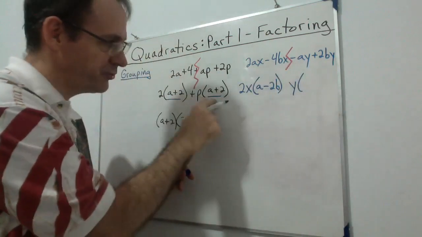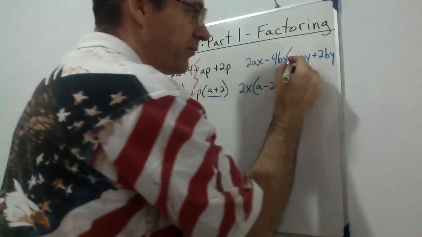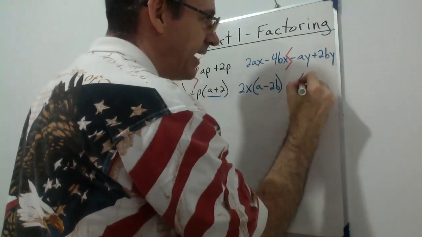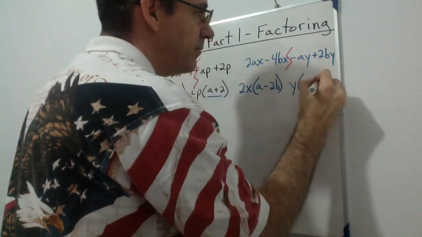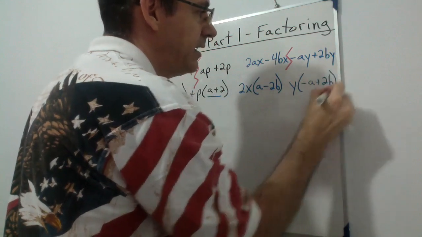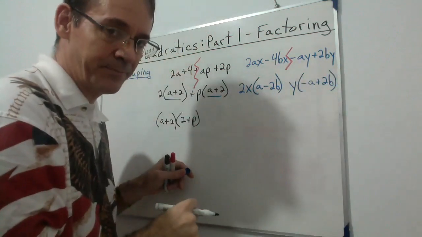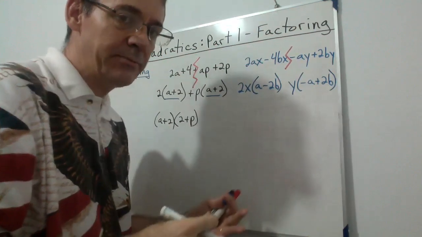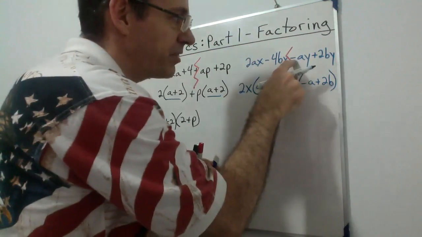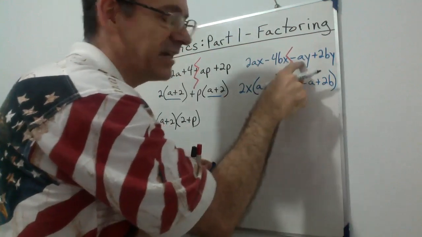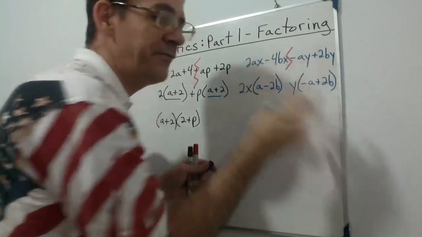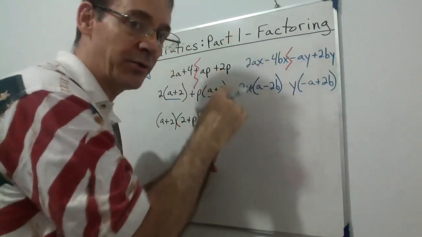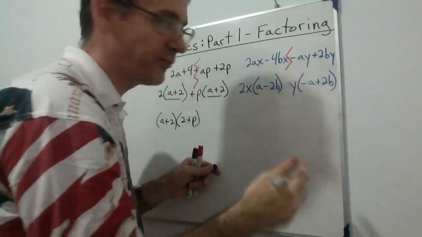Remember I said these two need to be the same? So if we take it out like this, it's going to be a negative a plus 2b, and these are not the same. So what it generally means is you need to put the negative on the y instead of on the a. So we're going to factor out the negative with the y. It's like dividing by a -1.